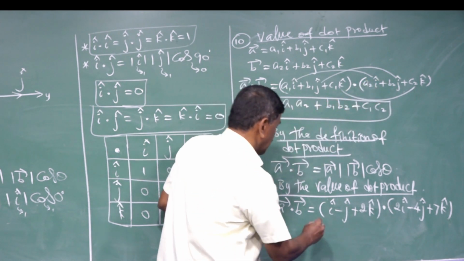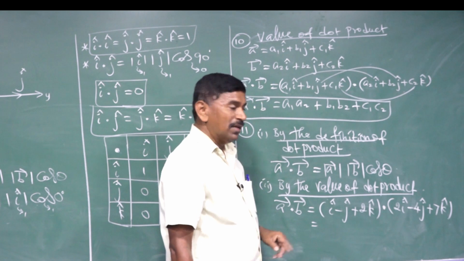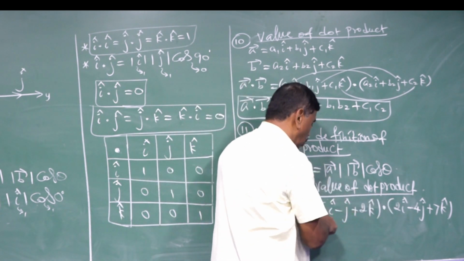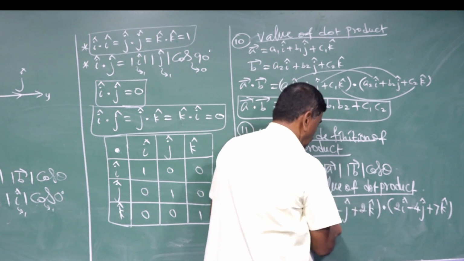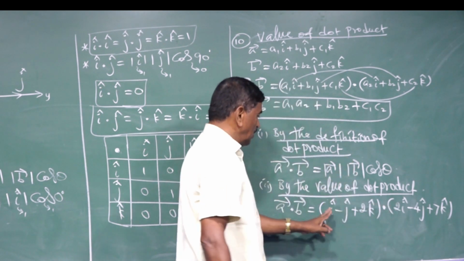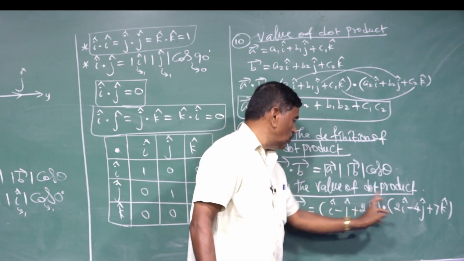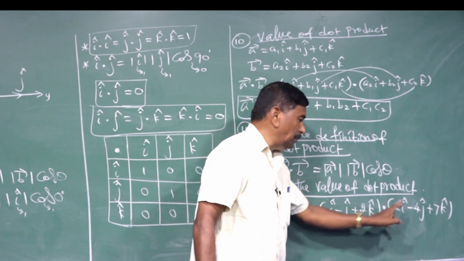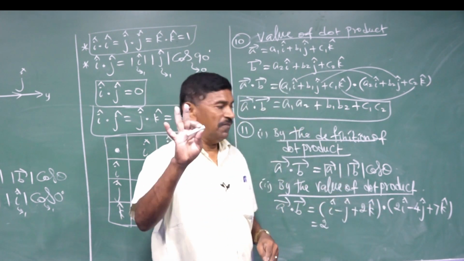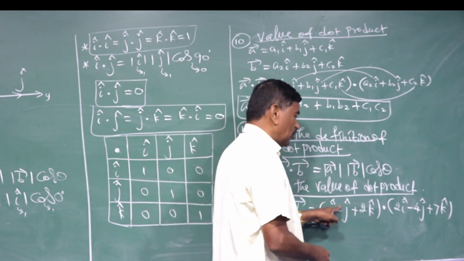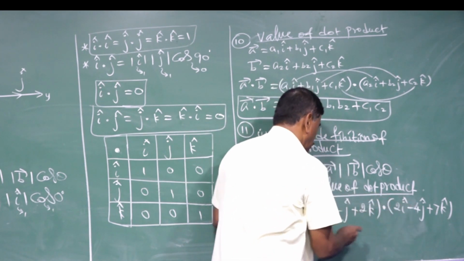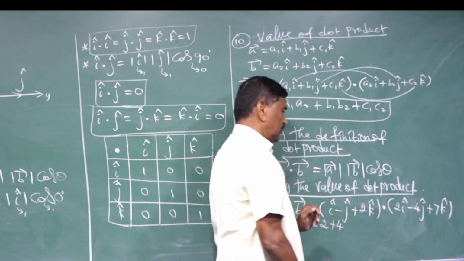Now listen, can you tell me the direct answer? Start. Yes, i to i. What is your answer? Here coefficient 1, here coefficient 2, so 1 times 2 is 2. That's all. Next, j to j. Start yourself. Very good. Here coefficient minus 1, here minus 4. Minus into minus is plus, 1 times 4 is 4. So plus 4.